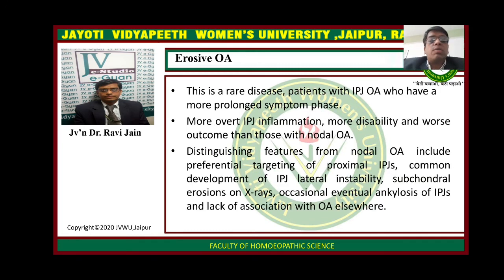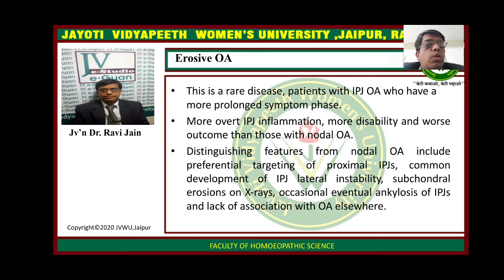Next, we have erosive osteoarthritis. This is another type of osteoarthritis that is a rare disease, so you don't find erosive arthritis so commonly. These are patients with interphalangeal joint osteoarthritis who have a more prolonged symptom phase, more overt interphalangeal inflammation, more disability and worse outcome than those with nodal osteoarthritis.